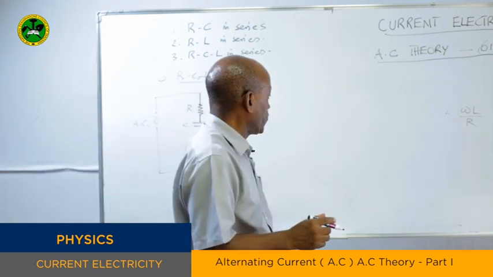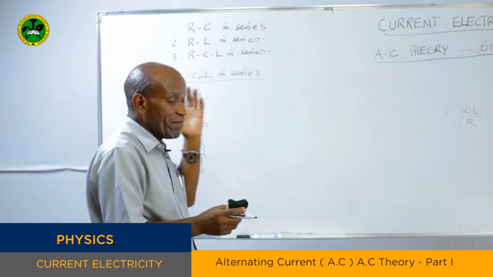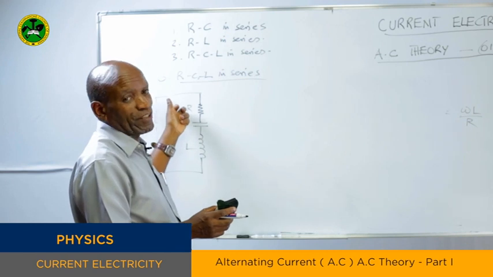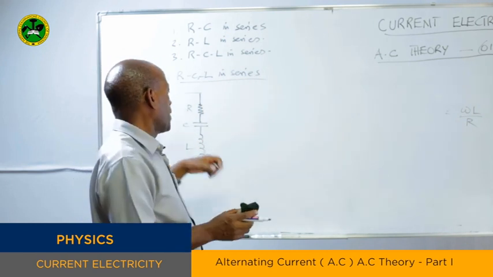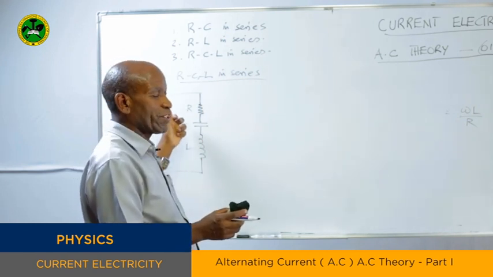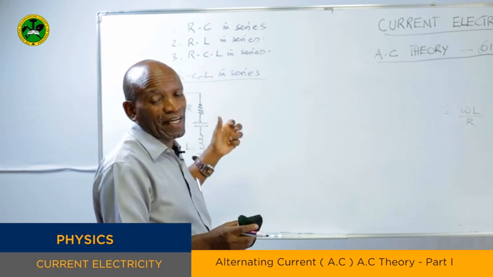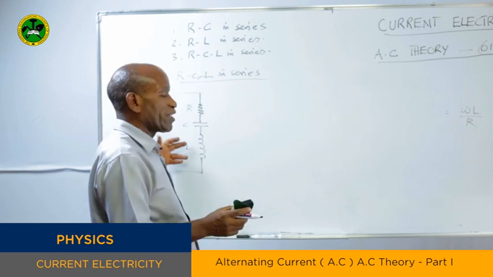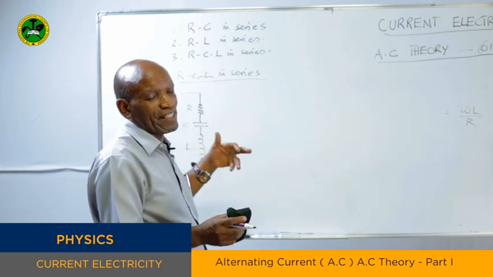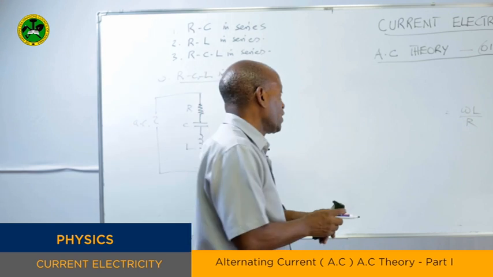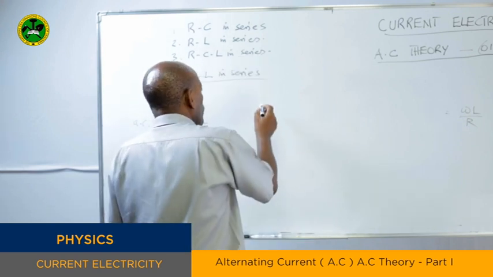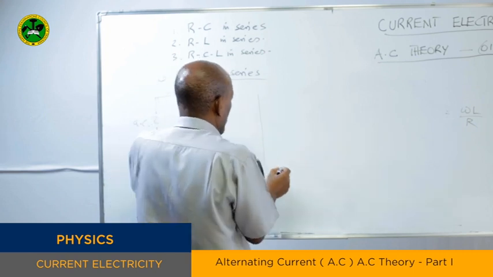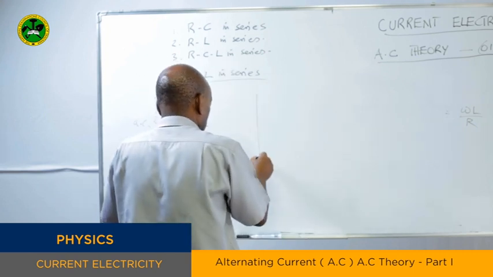Now, if you just remember that the current and the voltage through a resistor are in phase, but the voltage through a capacitor lags behind the current by pi over 2 or 90 degrees, and the voltage through an inductor leads the current by pi over 2, then you can draw a phasor diagram. The phasor diagram could just be drawn like this.